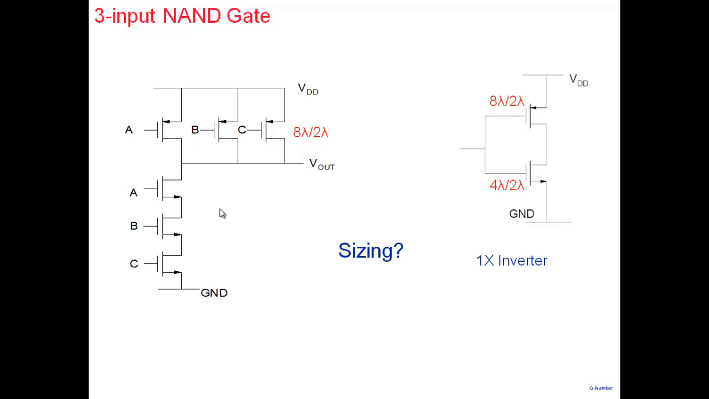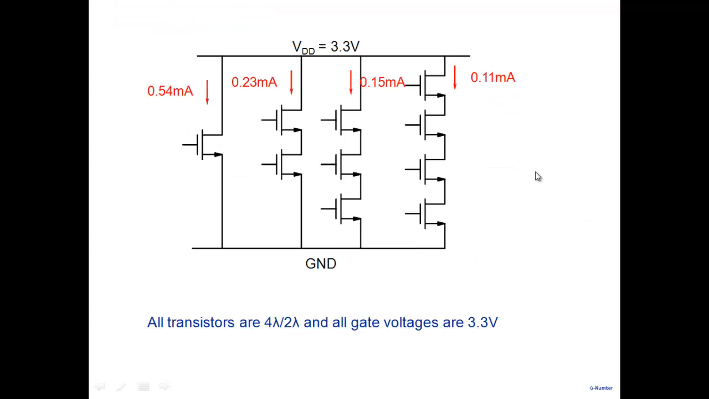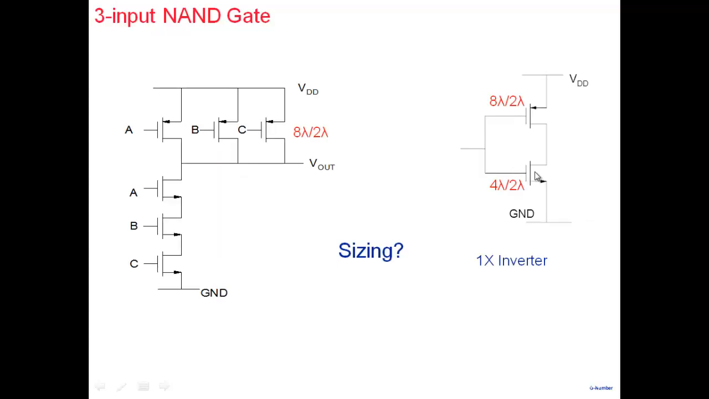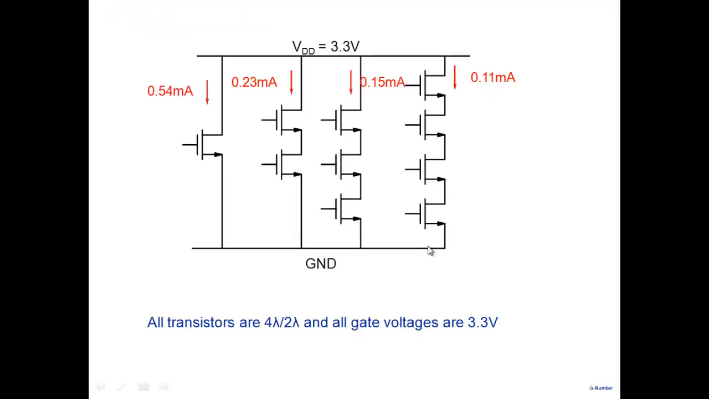Now the issue is, what do I do with these? Remember, our idea was that we should size them in such a way that the strength of this pull down network is the same as the strength of this one. To do that, I need to look at the current here and the current here. And this is a picture which will tell you. We may soon wish to talk about 4 inputs, so I've put 4 of them also there. So you can see all the currents.